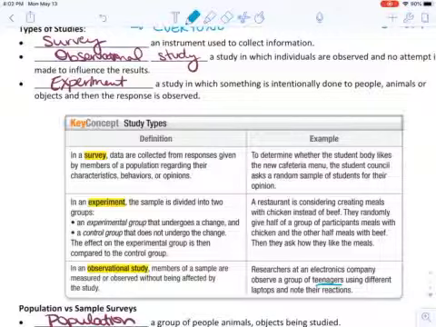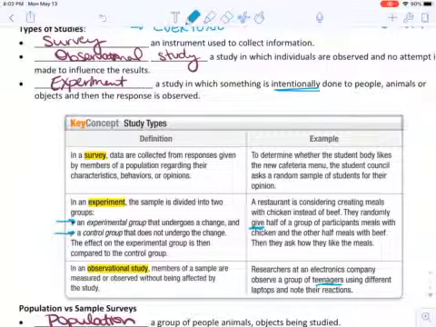So an observational study versus an experiment, which is something that they actually intentionally do, right? So maybe, again, you have an experimental group and a control group. One group is actually undergoing some type of change and one group is staying the same. So for example, this restaurant is considering creating meals with chicken instead of beef. So they randomly give half of the group of participants meals with chicken and the other half beef and ask how they liked it afterwards. They're doing something. They're choosing to do something. They're treating the two groups differently and saying, how did you react?